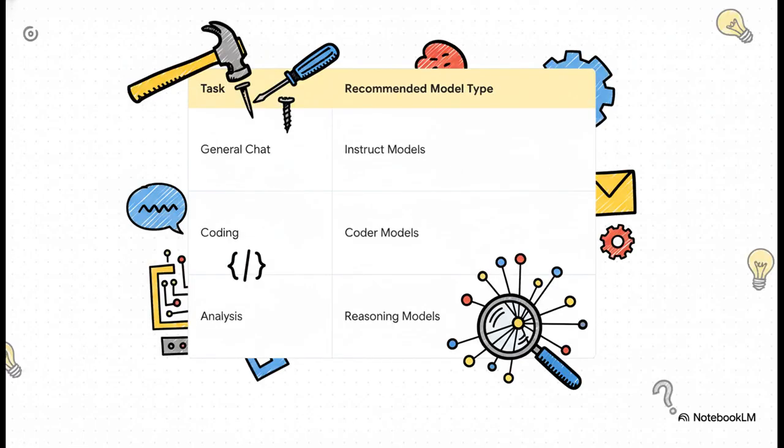All right, next up, what's the job? I mean, you wouldn't use a hammer to turn a screw, right? Same idea here. For just general stuff, chatting, asking questions, stick with those instruct models we talked about. If you're a programmer, you'll want to grab a specialized coder model. And if you're doing really deep, complex analysis, look for a model that's known for its reasoning skills.